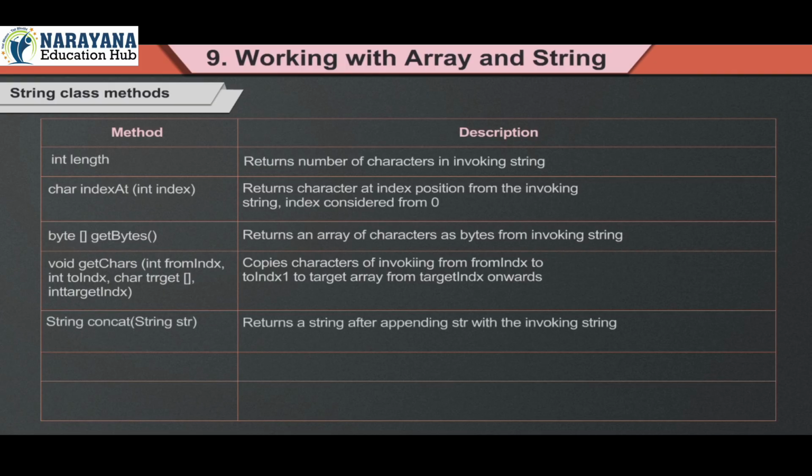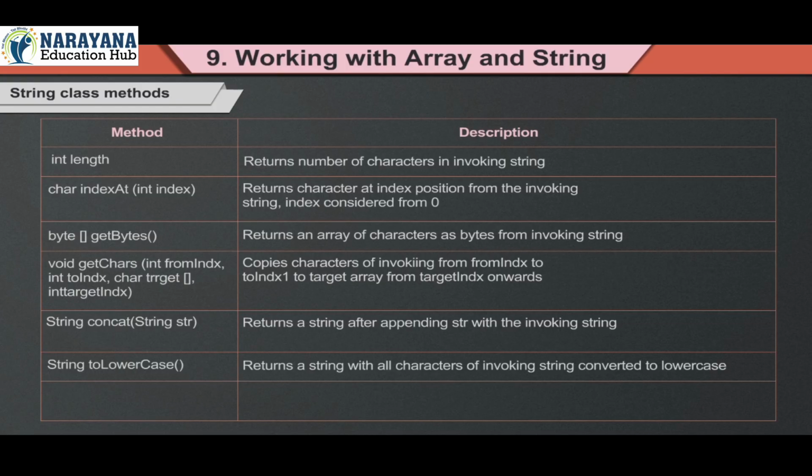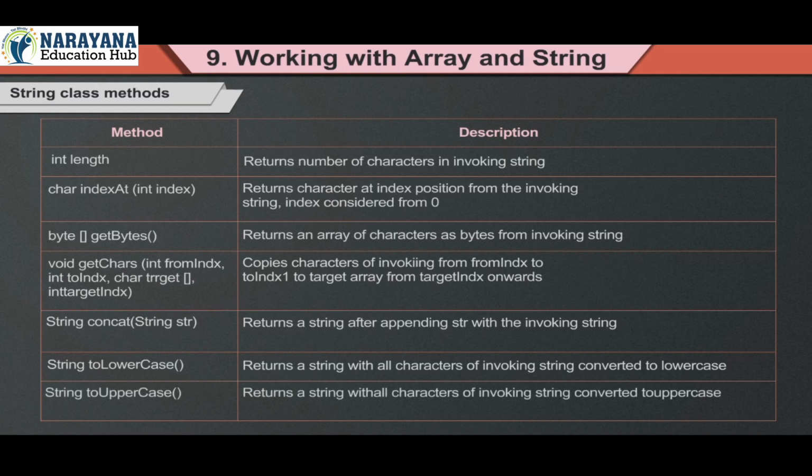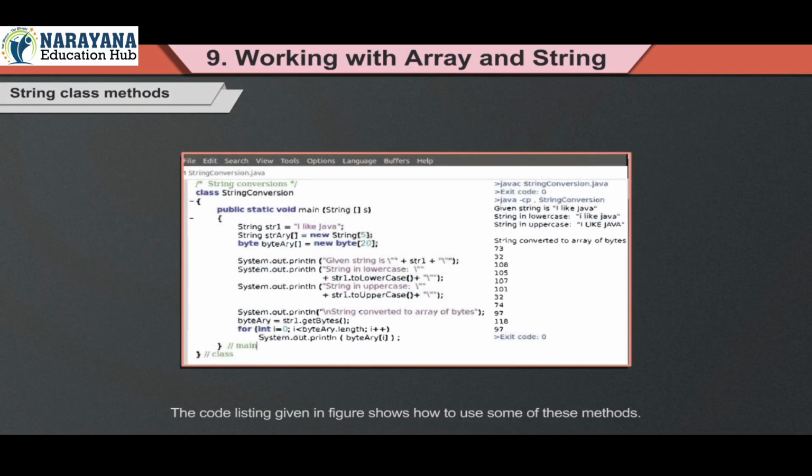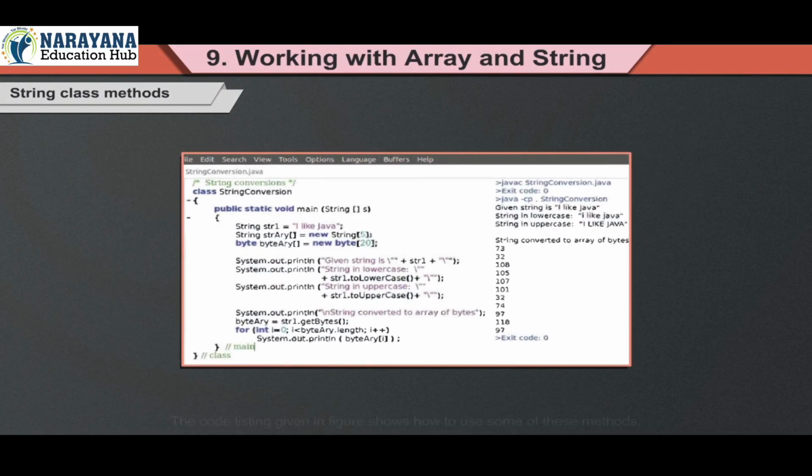Method: String concat(String str). Description: returns a string after appending str to the invoking string. Method: String toLowerCase(). Description: returns a string with all characters of the invoking string converted to lowercase. Method: String toUpperCase(). Description: returns a string with all characters of the invoking string converted to uppercase. The code listing given in the figure shows how to use some of these methods.